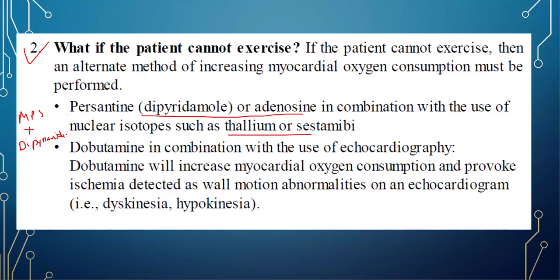Okay? So this patient, because he can't exercise, the only option we have is to do the thallium isotope scan, plus we will give a chemical to increase the oxygen consumption of the heart. So that's dipyridamole. That's our one option. Another option is we will do the echocardiogram, but we will give dobutamine when we are doing the echocardiogram. That's called a stress echocardiogram. So dobutamine will increase myocardial oxygen consumption, and it can also provoke ischemia. Okay?